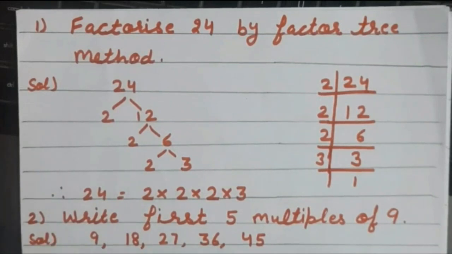Next question is question number 2. Write first 5 multiples of 9. First 5. So we will start from 1. 9 ones are 9. 9 twos are 18. 9 threes are 27. 9 fours are 36. 9 fives are 45. These are first 5 multiples of 9.